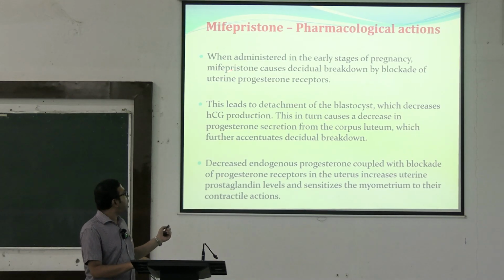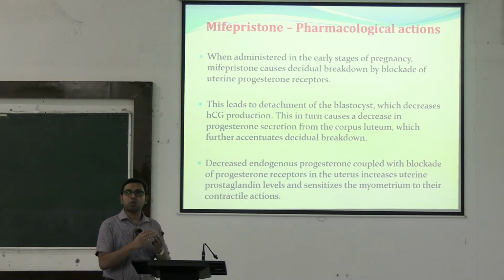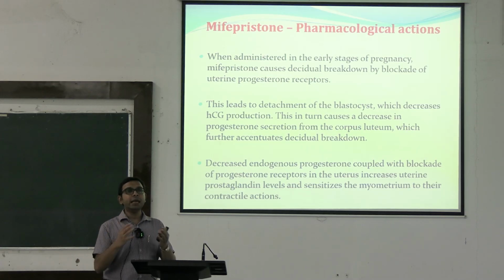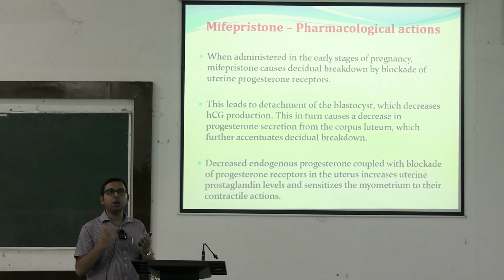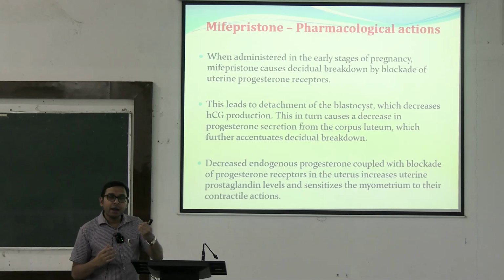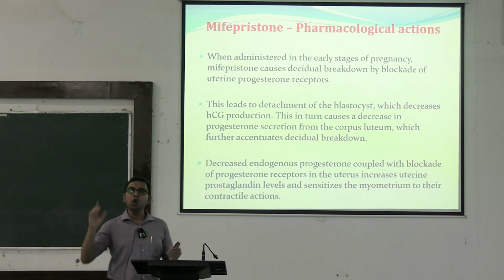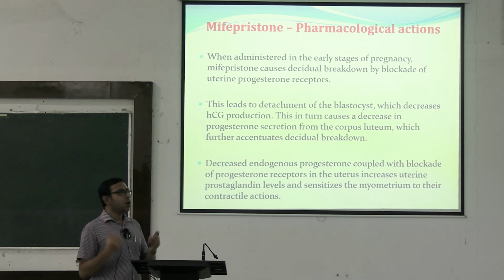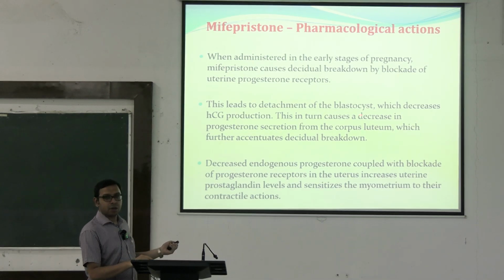So, ultimately there will be some decidual breakdown in the endometrium. This leads to the detachment of the blastocyst. That is the blastocyst, the embryo that is already being implanted within the uterine endometrium. Due to the breakdown of the deciduum, due to no progesterone support, due to the blockade of the progesterone by means of the mifepristone, the blastocyst will be detached.